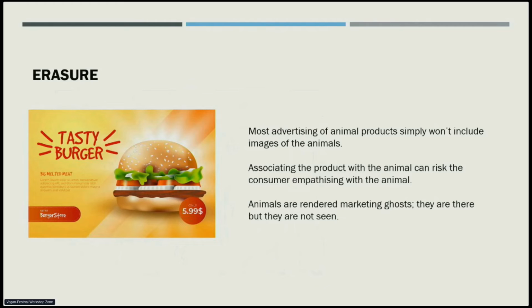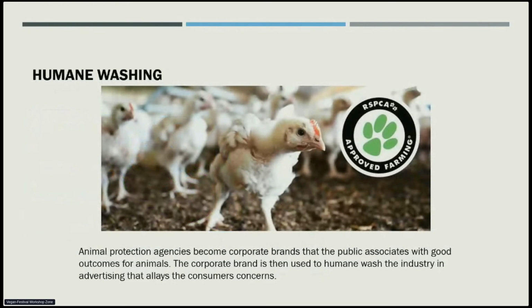But then there's my favorite, humane washing. This is where animals actually feature quite prominently in the adverts that promote their consumption. And the RSPCA, with their approved farming, are really at the head of that game. They will actively show animals in a farming context with their massive logo, saying that this is okay. Animal protection agencies become corporate brands that the public associates with good outcomes for animals.